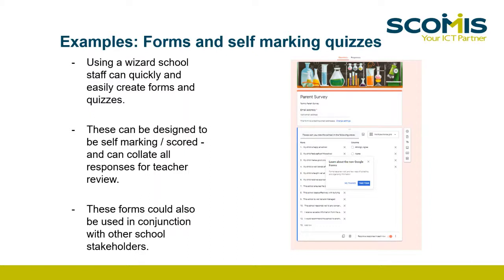So for example, a school office could create a parental survey form and share it out via an email link with parents. Parents can complete and see their answers, but only the form owner would see everyone's responses. The answers can be displayed visually, which is really useful for analysing results.